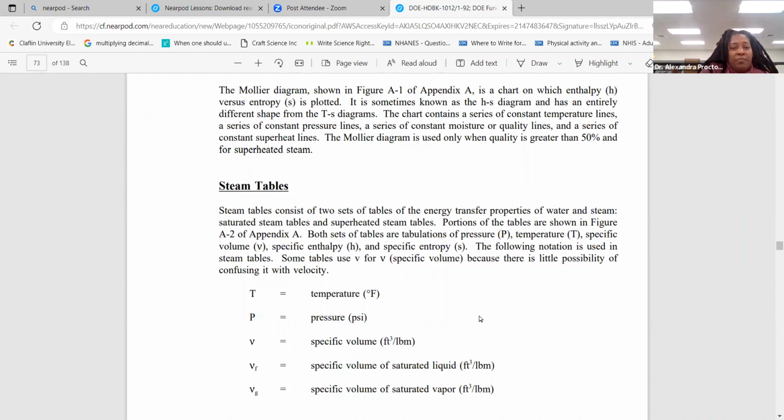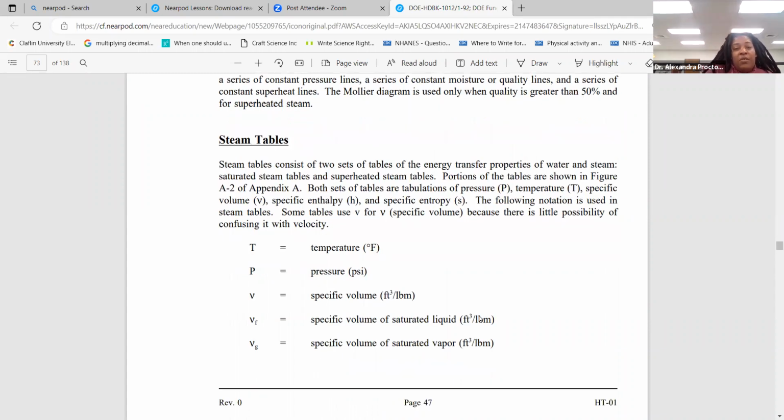Steam tables consist of two sets of tables of energy transfer properties of water and steam: saturated steam tables and superheated steam tables. Portions of these tables are shown in figure A2 of Appendix A, and both sets of tables are tabulations of pressure, temperature, specific volume, specific enthalpy, and specific entropy. The following notation is used in these steam tables.